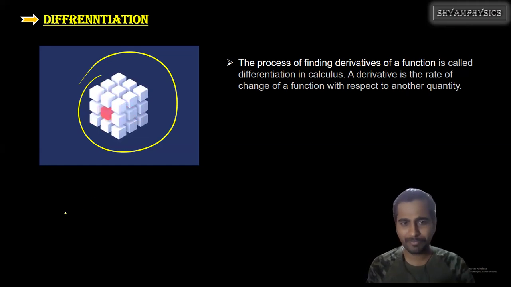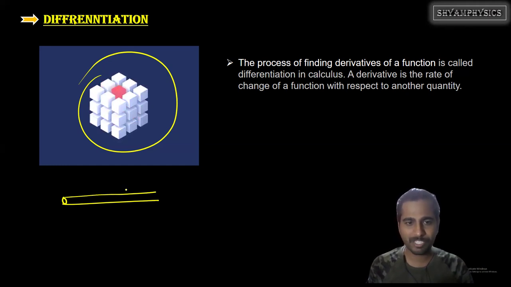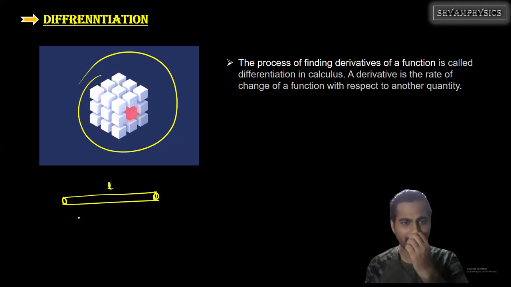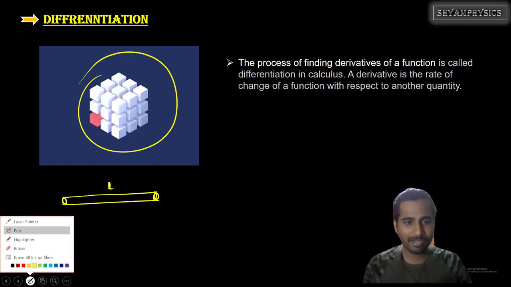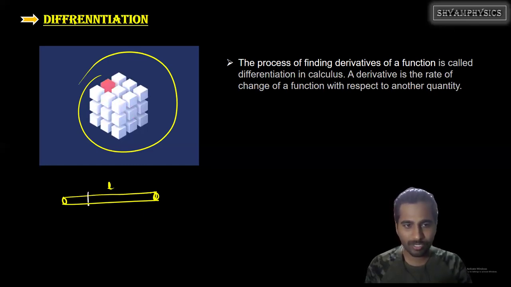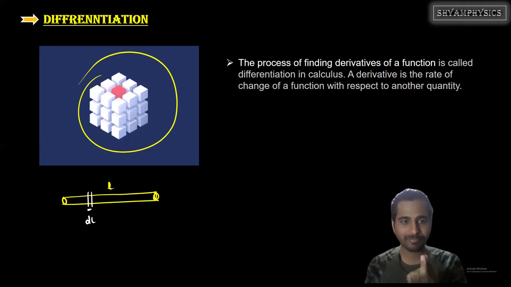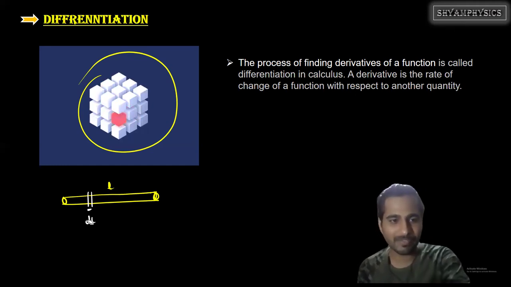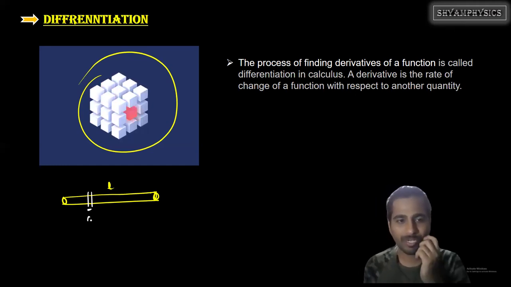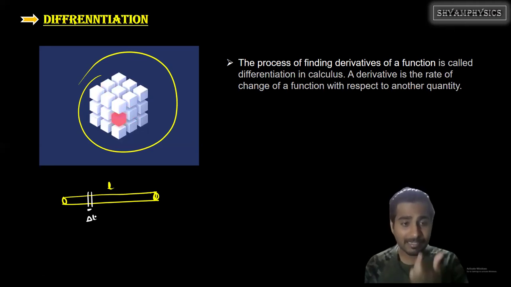For example, here I will take one rod, its length is L. If I break this rod, a small portion, this small portion I can call dl, or else in mathematics, what you learned, delta l. Delta l is a small change in that total amount.